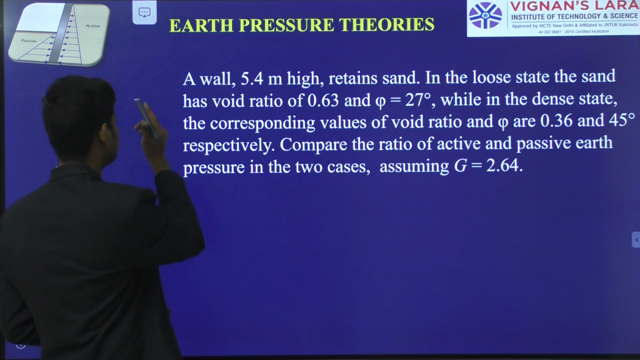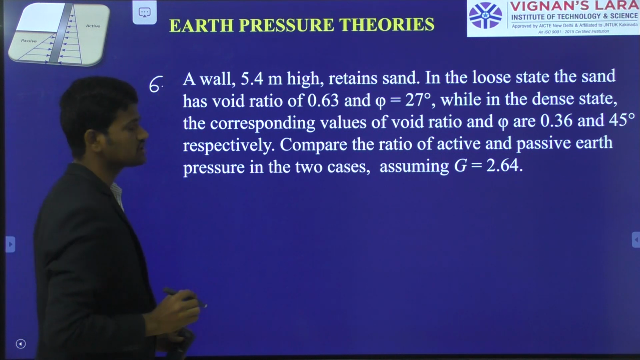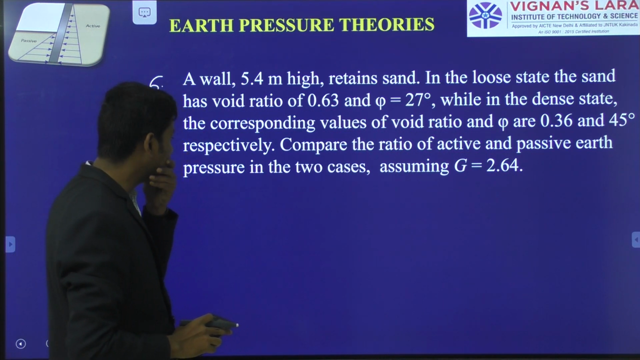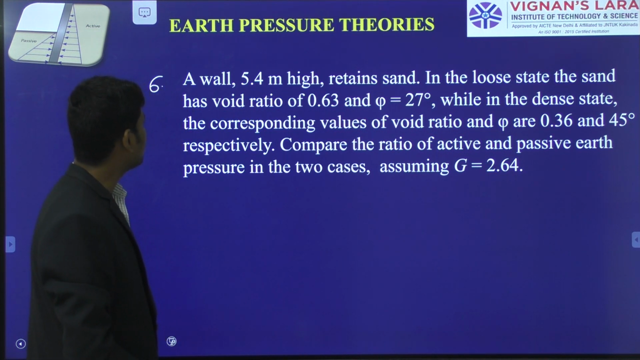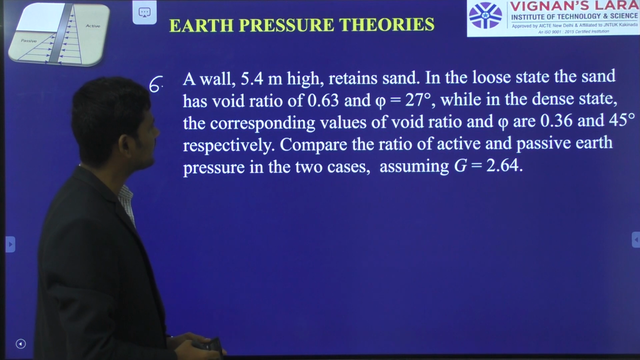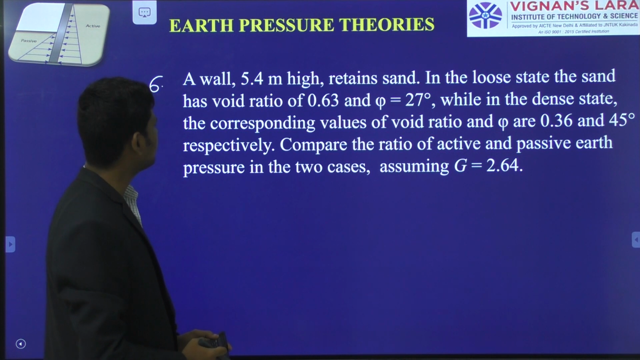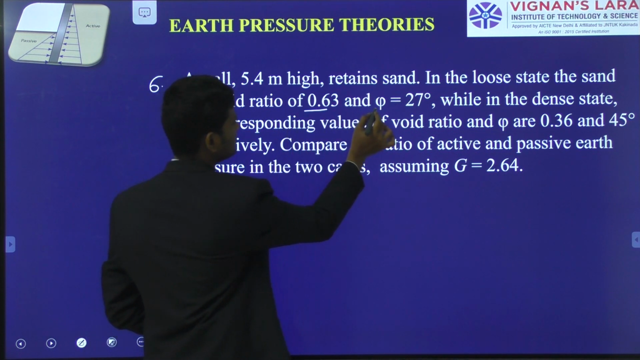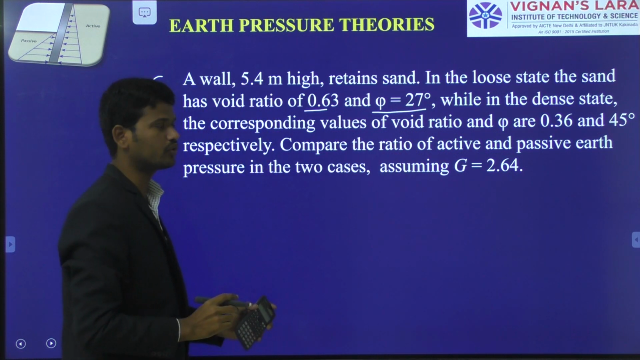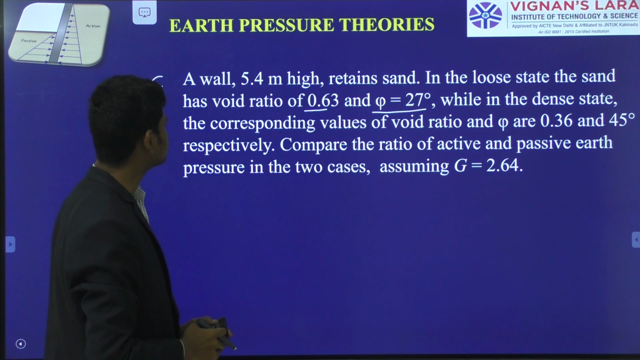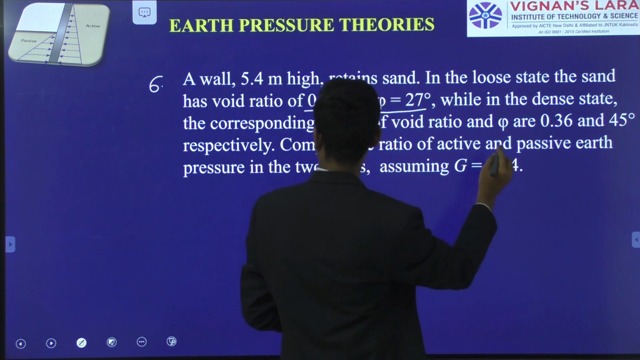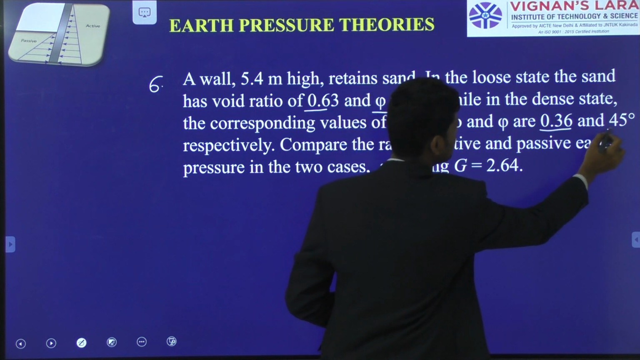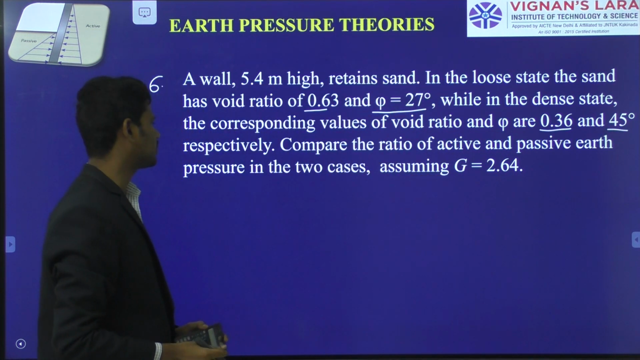Okay, next problem is problem number 6. If you see here, the problem is: a wall 5.4 meter height retains sand in loose state. Sand has void ratio of 0.63 and the angle of internal friction phi equal to 27 degrees. While in the dense state, the corresponding values of void ratio and angle of internal friction are 0.36 and 45 degrees respectively.